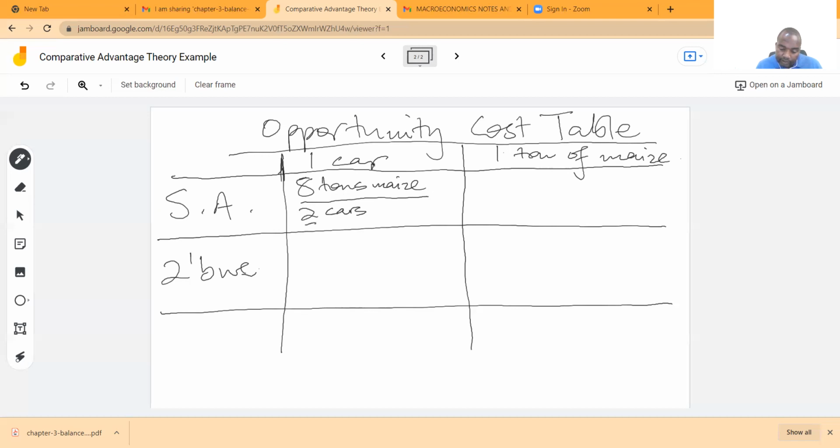Which gives us 2 into 8 is 4. We now have 2 into 2 is 1. So 1 car is 4 tons maize. That's for South Africa. So we know that 1 car is actually 4 tons. I'm just highlighting our answer. 4 tons. Or let me do it this way so that it will be clear to everyone.